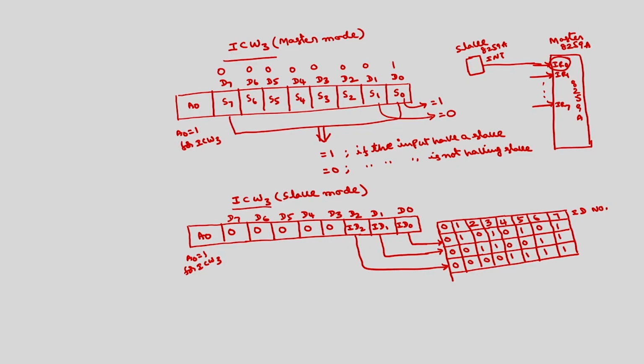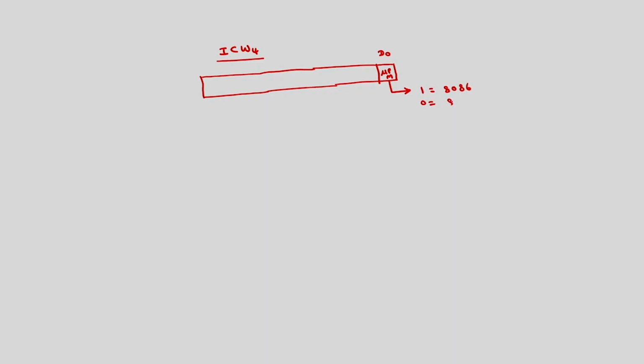Now, going for the ICW4. The format of ICW4 is: we have 8 bits, and A0 will take an additional bit. This D0 bit will be the microprocessor mode. So, this will be 1 for 8086 and 0 for 8085.